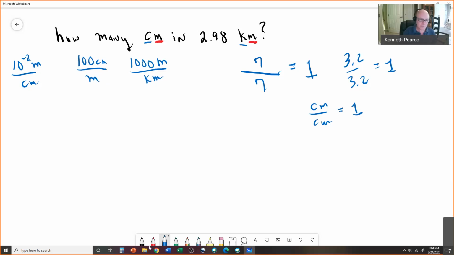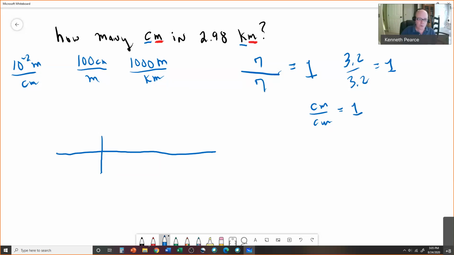And so step 1, once I've pulled down my conversion factors, 100 centimeters to a meter and 1,000 meters to a kilometer, is we just draw a line. And we're going to draw another line, okay? You may have seen this in high school or elsewhere, and this is just called setting up a railroad track, a track system. And basically it's just one big fraction. You've got stuff on the top and stuff on the bottom.